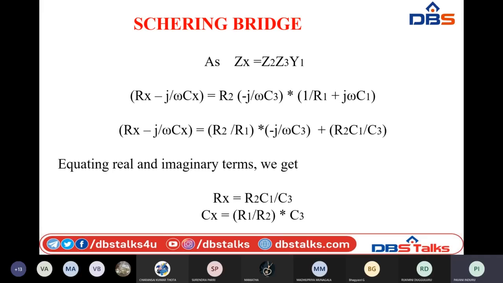This is how we obtain the expressions for unknown resistance and unknown capacitance with the help of the Schering bridge.